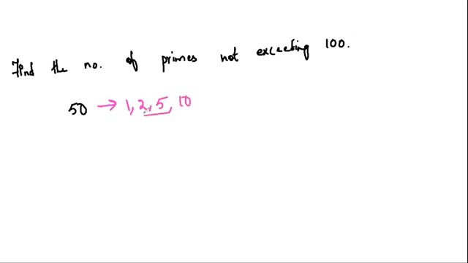So 1, 2, 5, all of these, 1 is neither considered prime nor composite. So we'll start with 2 and 5. 2 and 5, both of them are prime numbers and they are less than 10. So whenever we are talking about composite numbers, the value of the prime factors will be less than 10.